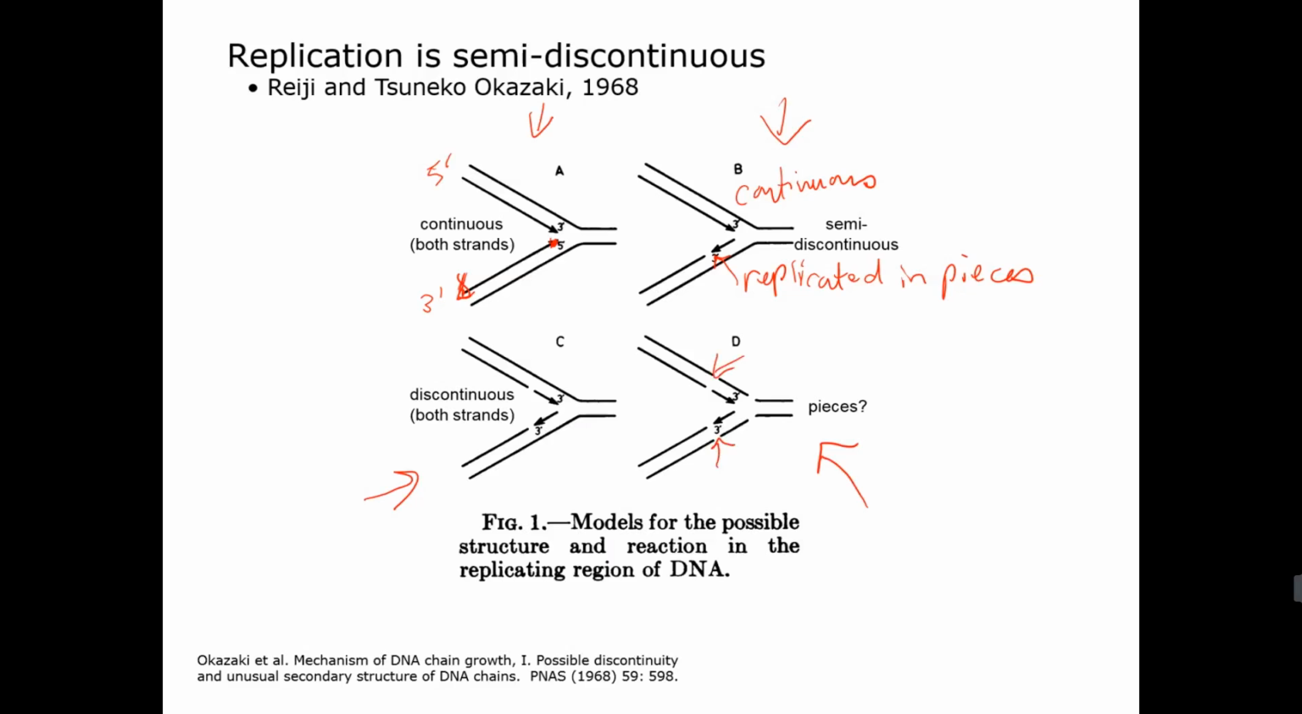So what they sought to do was distinguish or identify between these different models, which one was at play. And what they reasoned was, if you synthesize DNA in short pieces, is it going to stay in short pieces? I mean, is your genome, if you really think about it, made up of a whole bunch of little short pieces?